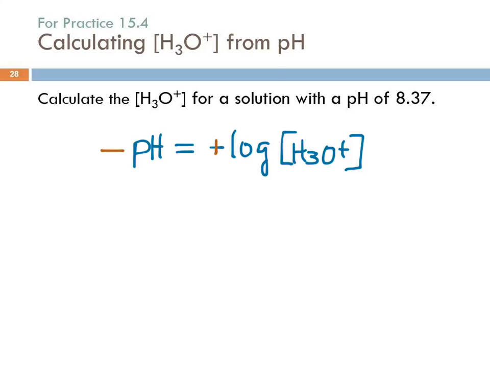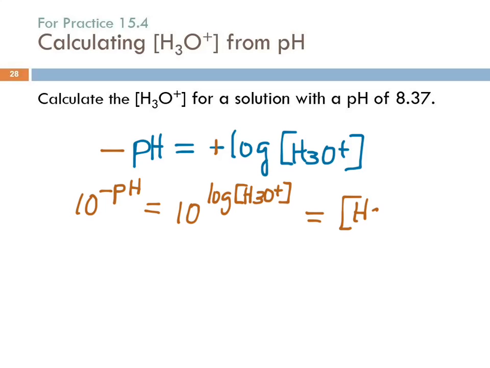How do I get the opposite of log? Anti-log, 10 to the x, right? In 3A, students try to divide by log. It just doesn't work. You can't divide by a function. So we're going to take 10 to the power of both sides. So this is 10 to the log of H3O plus, which is equal to H3O plus.